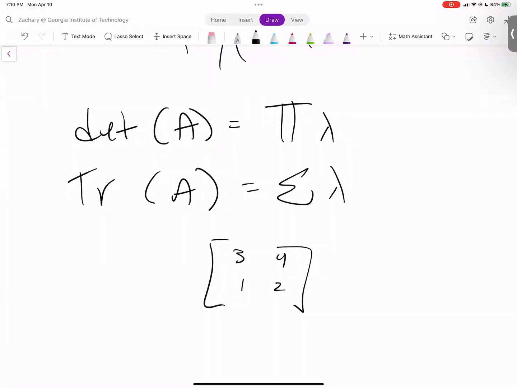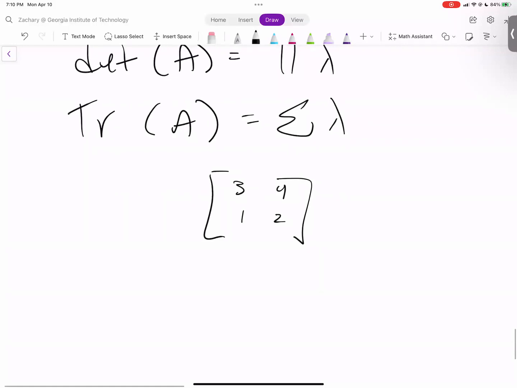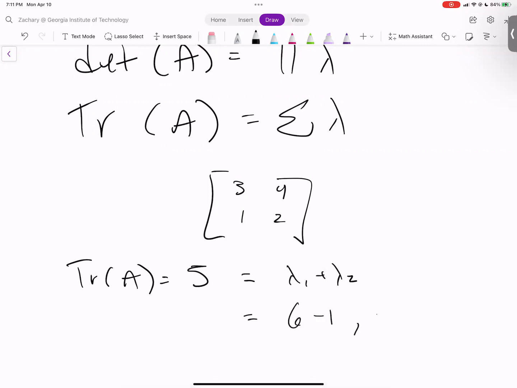So what this means is the trace of A is equal to 5, which is equal to lambda 1 plus lambda 2, right? Sum of your lambdas. But that doesn't tell us if it's 6 minus 1, 7 minus 2, 5 minus 0. We don't know what these two numbers are at all. We just know that they add to be 5. Does that make sense? Okay. Any other questions on any of this so far?